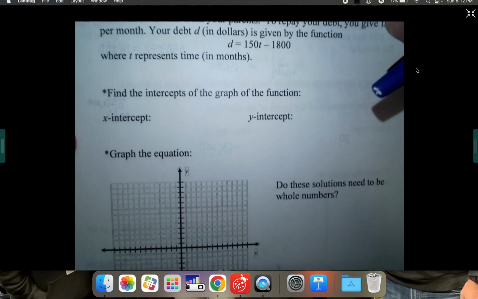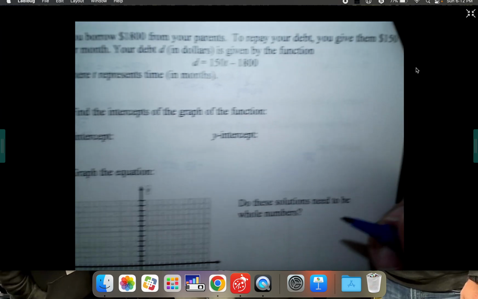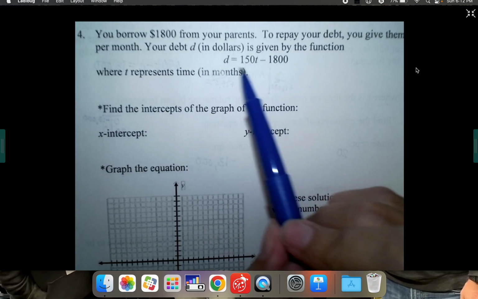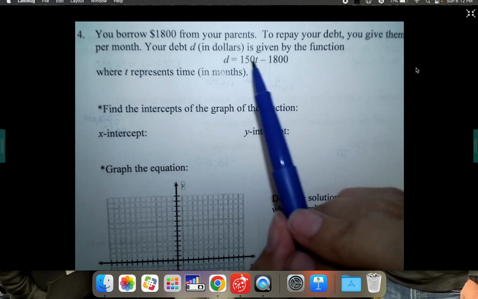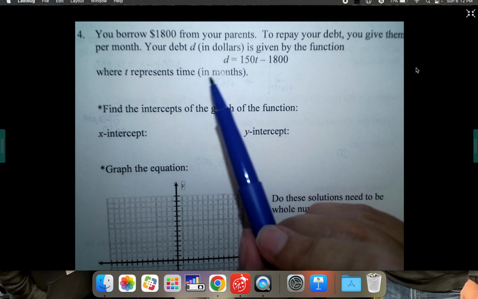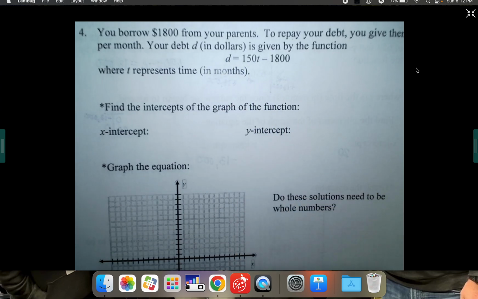So let's look at the very last one. Turn that page. You borrow $1,800 from your parents. To repay your debt, you give them $150 a month. It's kind of a lot. It's given by this function. You're negative 1,800 because that's how much you've borrowed, but you're positive 150 per t, time in months, and that's how much d, dollars, that you're giving.